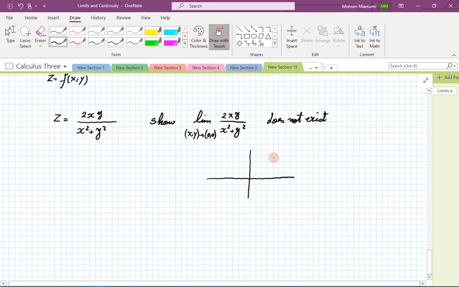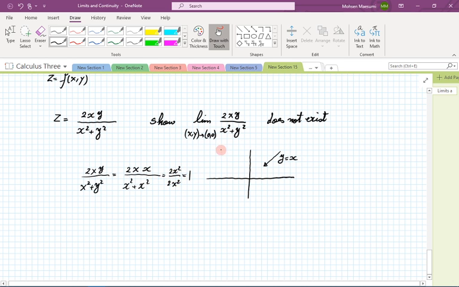One approach I can take is to come in along the 45-degree line. On this approach, x and y are equal to each other. So instead of y we can put x, or instead of x we can put y, either one. So 2xy over x squared plus y squared becomes 2x squared over 2x squared, and that's always 1.